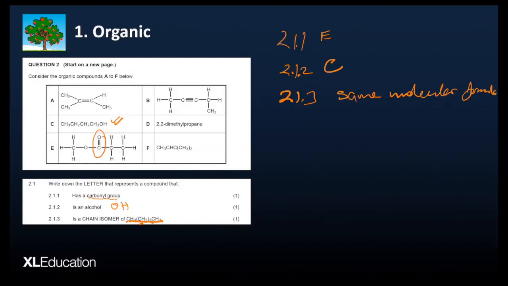So we want another hydrocarbon with 5 carbons. This one is 1, 2, 3, 4, 5. This one also has 1, 2, 3, 4, 5. Then the number of hydrogens here is 3 plus 2 plus 2 plus 2, because we have 3 to give us 6 plus 3, that's 9, plus 3, that will give us 12. Let's have a look at this one. This one also has 6 here, 7, that becomes 10. This one has 3, 6, 9, 10. Right, so what are we going to do here? A chain isomer of this one.